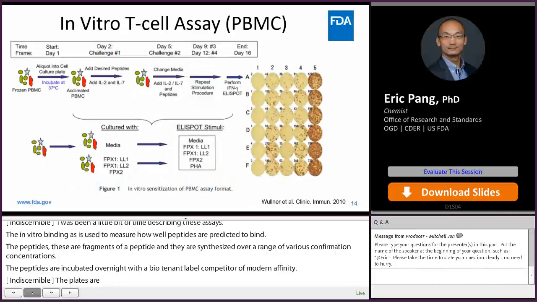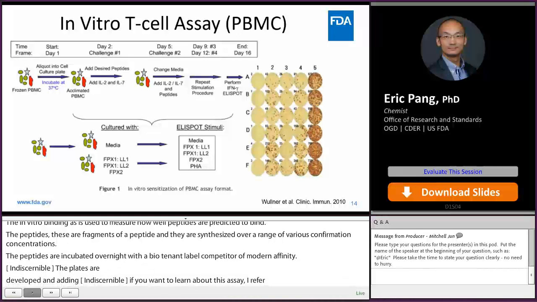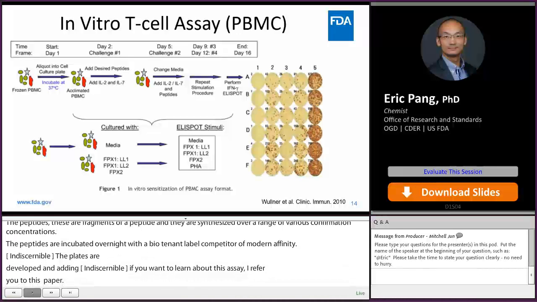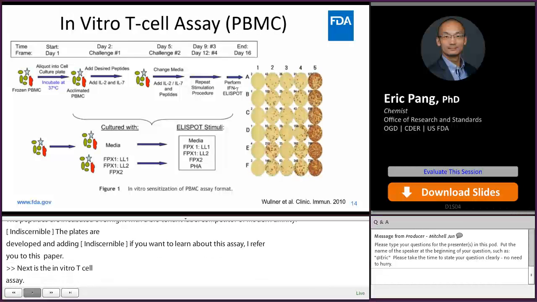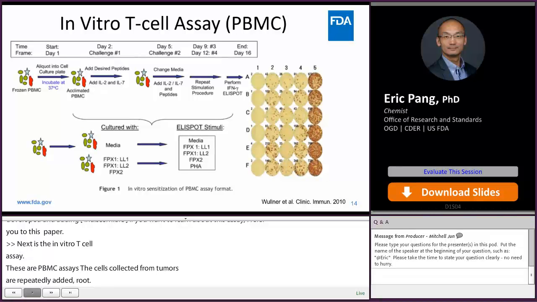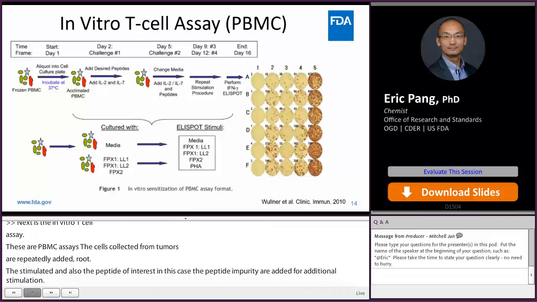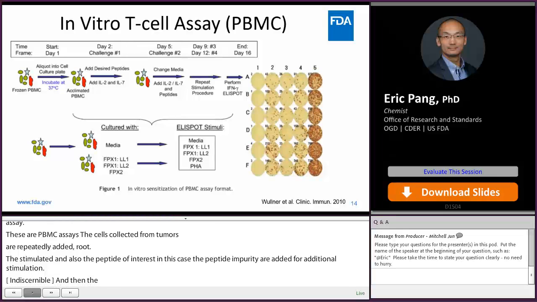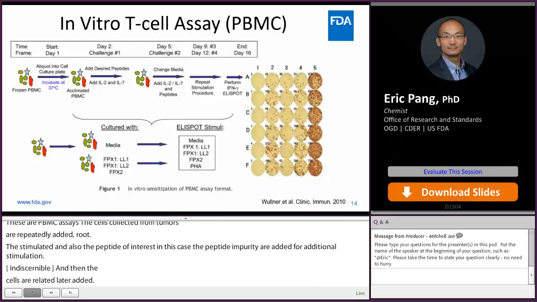Next is the in vitro T-cell assay. These are PBMC-based assays. The PBMC collected from donors are repeatedly stimulated with IL-2 and IL-7, and the peptide of interest, in this case the peptide impurity, is added for additional stimulation. The anti-human interferon gamma ELISpot is performed using a commercial kit, and the cells from stimulation are later added to the ELISpot plate and read for interferon gamma secreting T cell response. If you want to know more about how to optimize and run this assay, I will refer you to the paper by Warner et al.